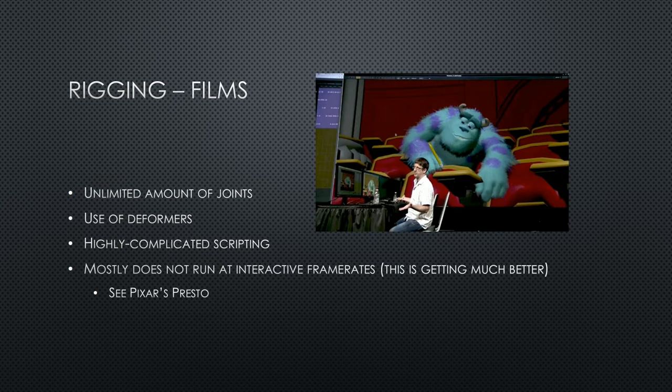If you go to film, on the other hand, it's kind of the opposite end of the spectrum traditionally. So you can use as many joints as you want. You could use hundreds of joints in a character because it doesn't matter. It doesn't need to run in real time. So it just renders a frame and then moves everything and then renders another frame. There's a huge use of deformers, such as bend deformers and rotate deformers and things like that.